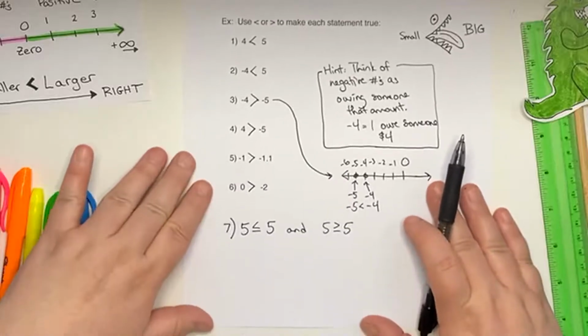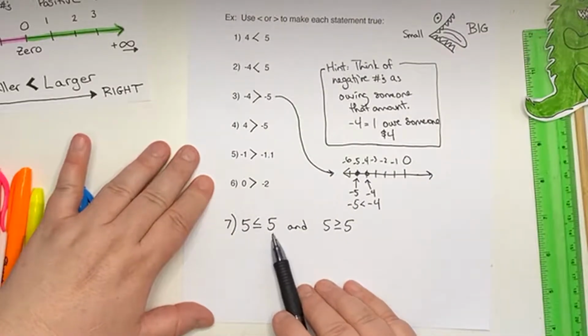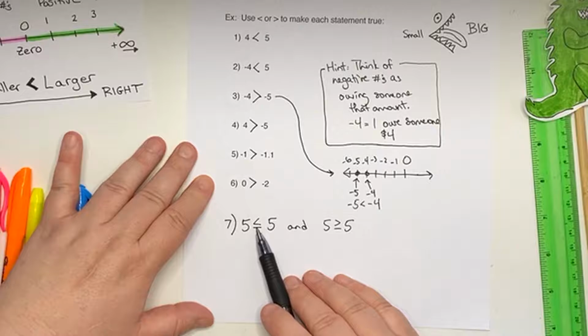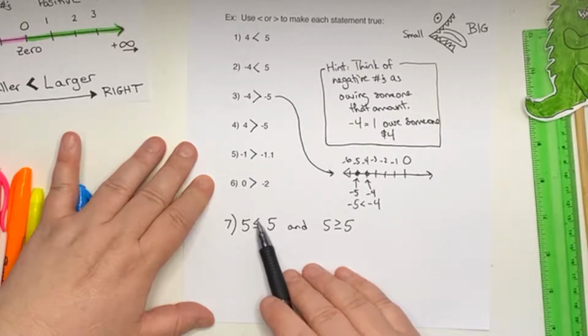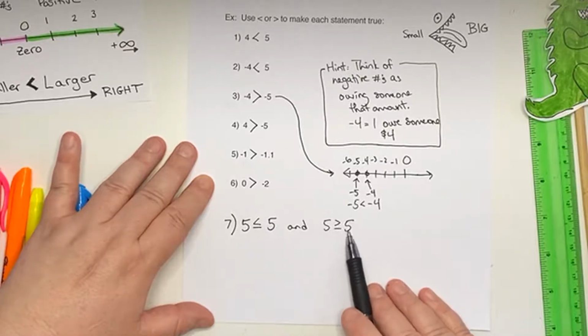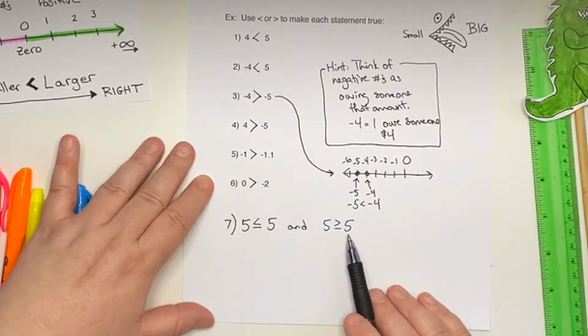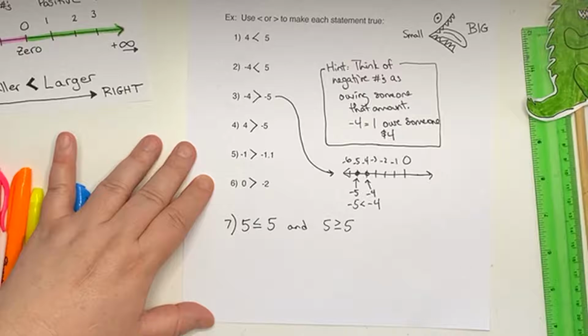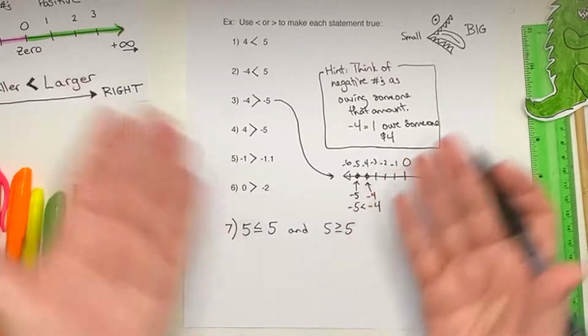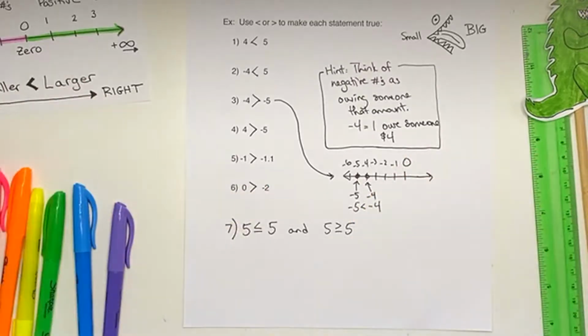So, is 5 less than 5? No, of course not. But is 5 equal to 5? Ah, then it qualifies. And here it also qualifies. 5 is also greater than or equal to 5. When mathematicians say or, we're giving both options. So we want to include both options.